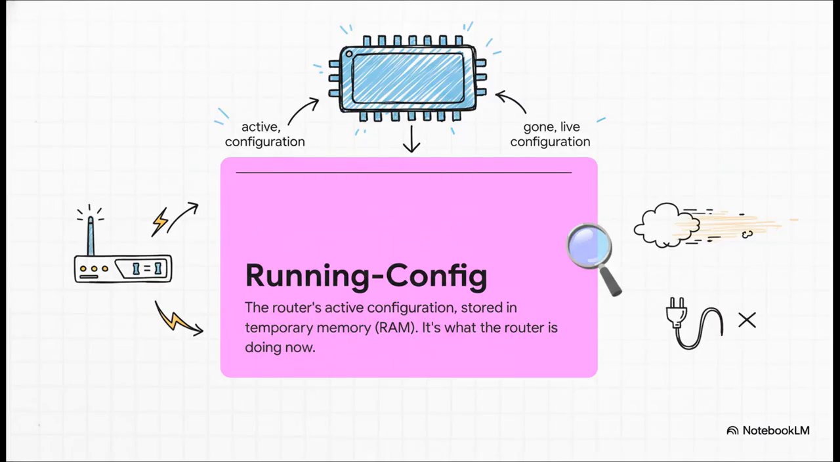First up, we have the running config. Think of this as the router's short-term memory. It's all stored in RAM. This is the live, active configuration that's telling the router what to do this very moment. When you type in a command and make a change, you're editing this file. It's fast, it's immediate, but it's also got a major weakness. It's volatile. If that router loses power, poof, the entire configuration is just gone.